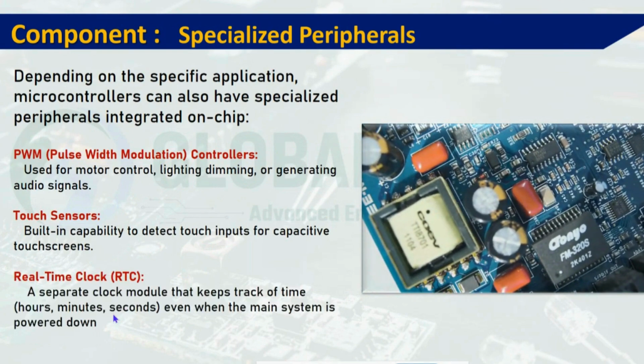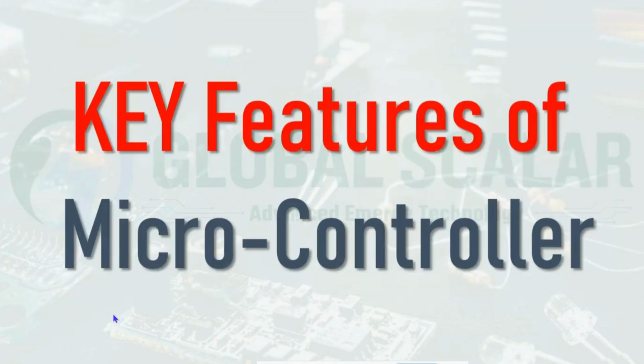And the real-time clock, RTC, is a separate clock module that keeps track of the hours, minutes and seconds, so that the system has timing internally. That will be calculated when the power is shut down or when the power is active. That will be controlled. And what are the key features of a microcontroller?